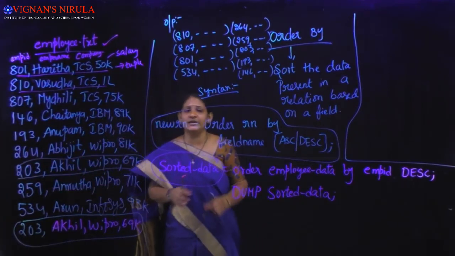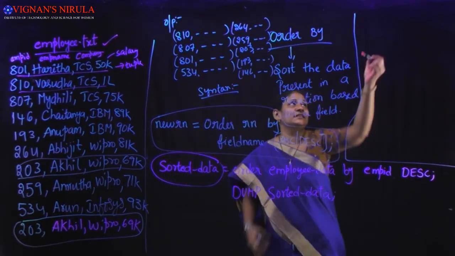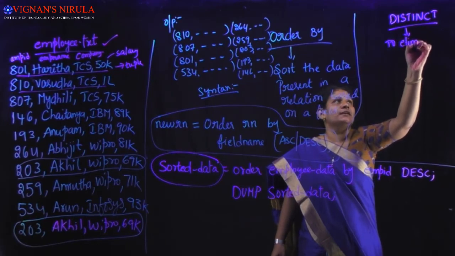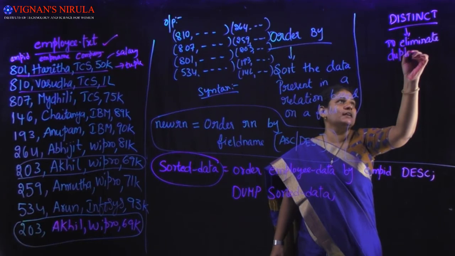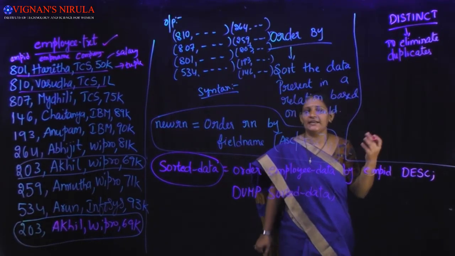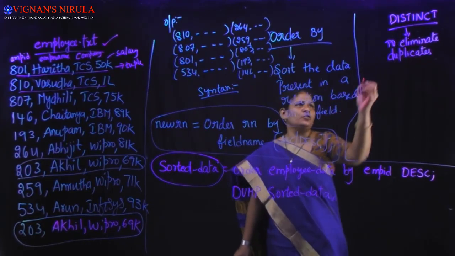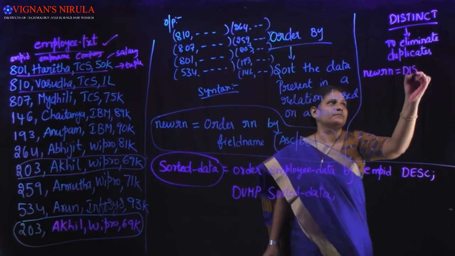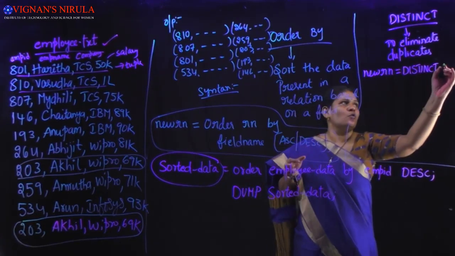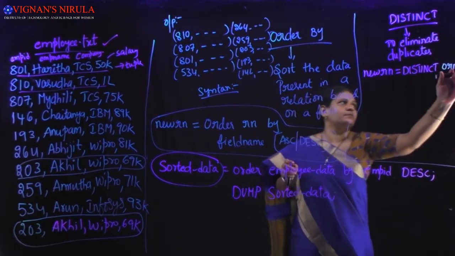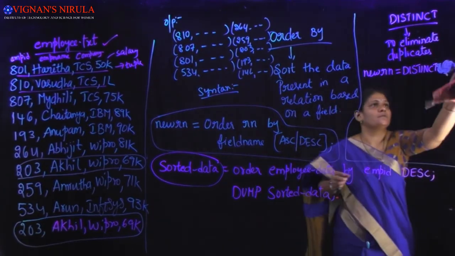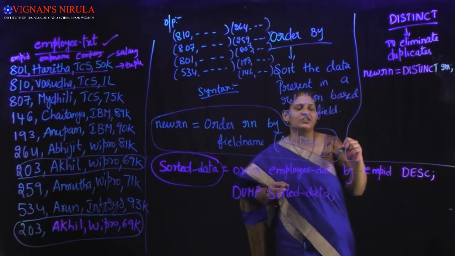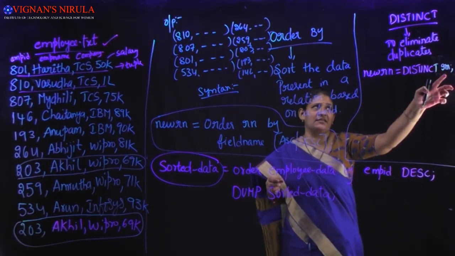If you want to eliminate any duplicates, then the appropriate operator for that is distinct. Distinct is an operator which can be used to eliminate duplicates. If you want to eliminate duplicate data in a relation, then the appropriate operator is the distinct operator. Then how to use this distinct operator? The syntax is: new relation name is equal to distinct, then the old relation name. Which relation you want to eliminate the duplicates from, that relation you have to specify here. The output will be loaded into the new relation.